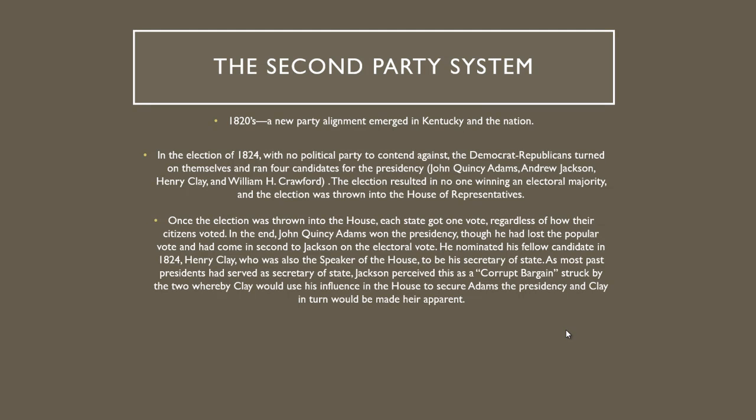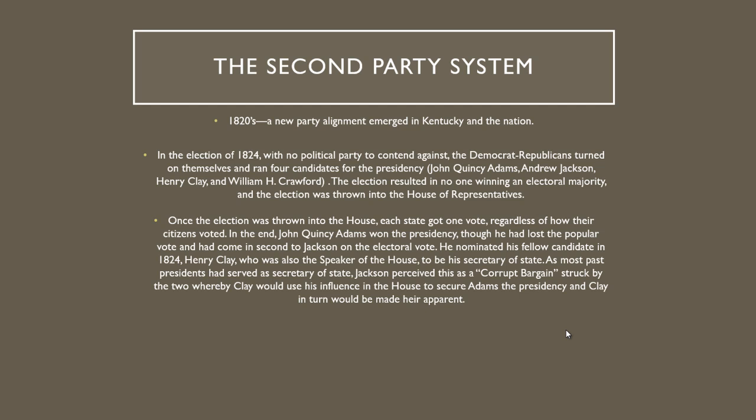Once the election was thrown into the House, each state got 1 vote, regardless of how their citizens voted. In the end, John Quincy Adams won the presidency, though he had lost the popular vote and had come in second to Jackson on the electoral vote.